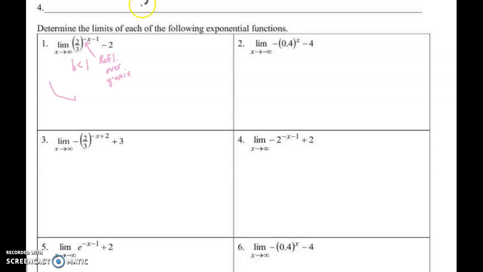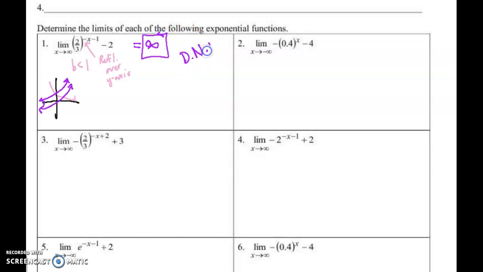Now I didn't really give you where the y-axis is. The y-axis would look something like this. So as we reflect that over the y-axis, it would actually look something like this. Now this -2 would shift the graph down 2, but that actually doesn't matter here because they're asking for the right-hand limit. The limit as x goes to positive infinity. This graph is going infinitely up. And all that other stuff that they have in the problem will not affect this answer.